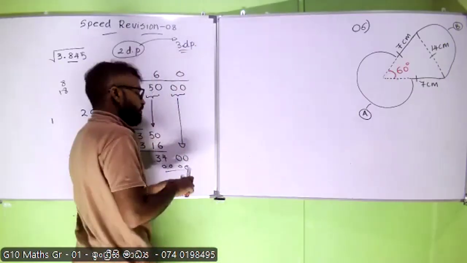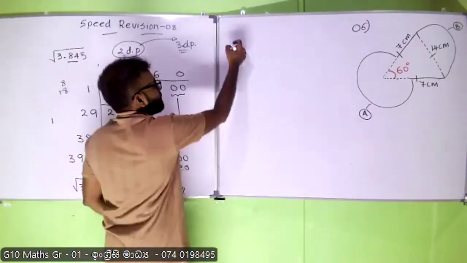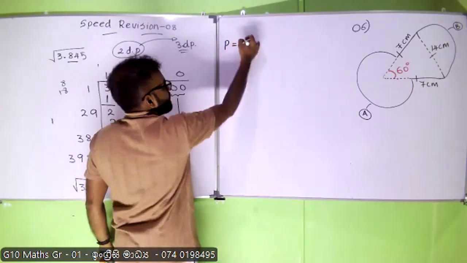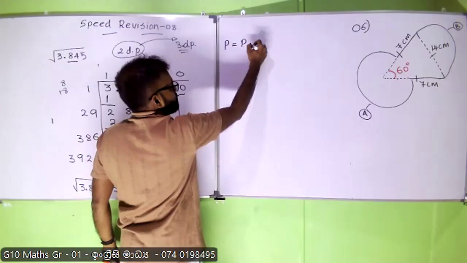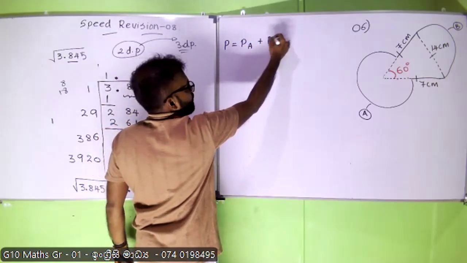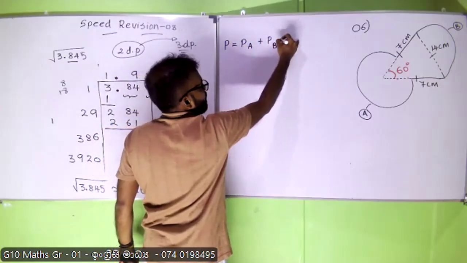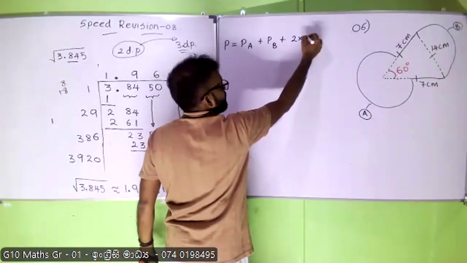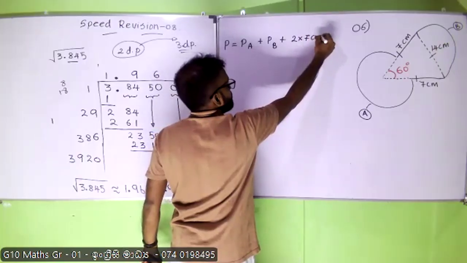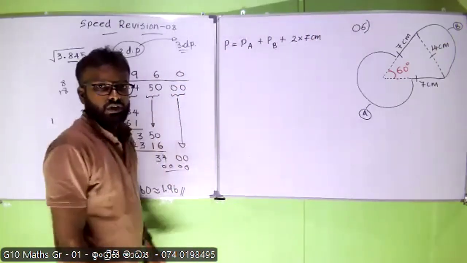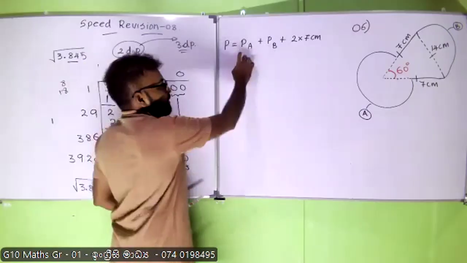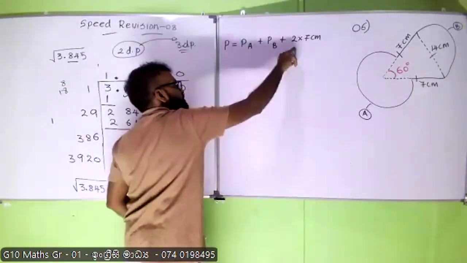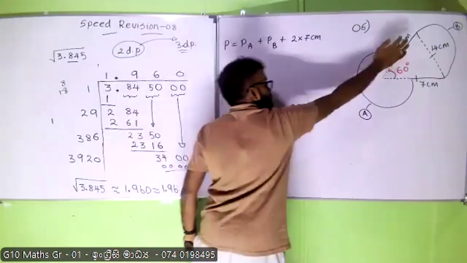So now when you are going to find the perimeter of that, you can write P, perimeter, equals perimeter of A plus perimeter of B plus 2 times 7, 2 times 7 centimeters. This is it. Correct? Perimeter of A, perimeter of B plus 2 times 7.